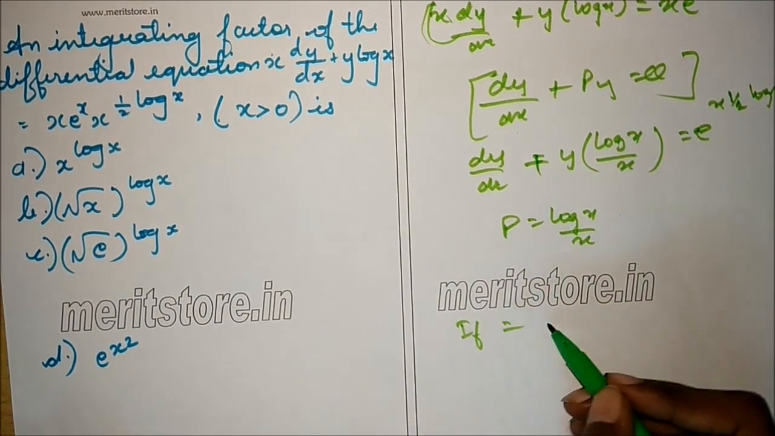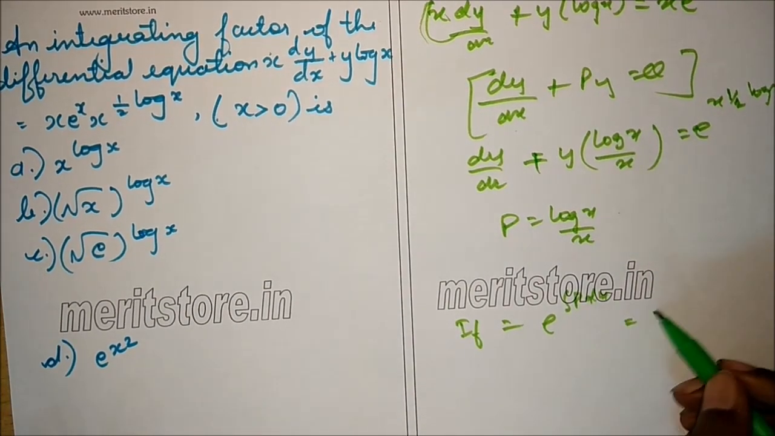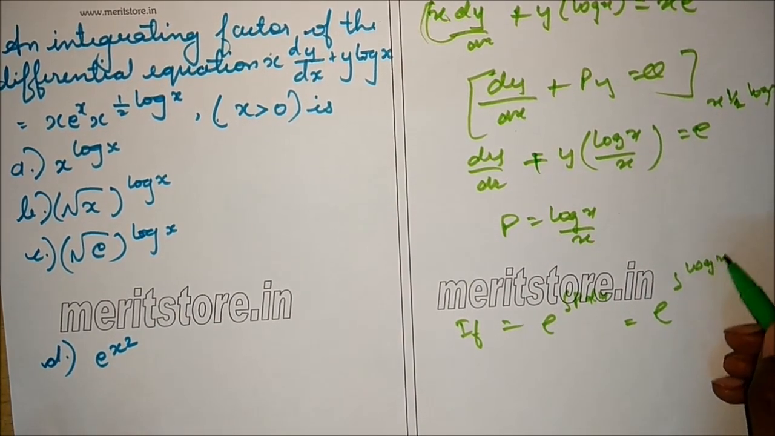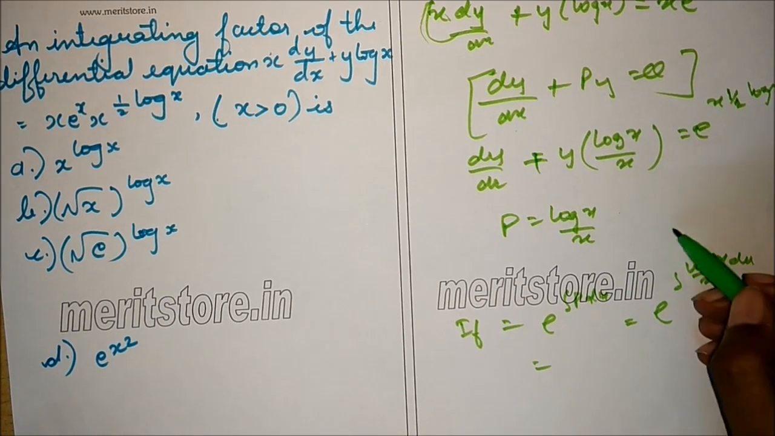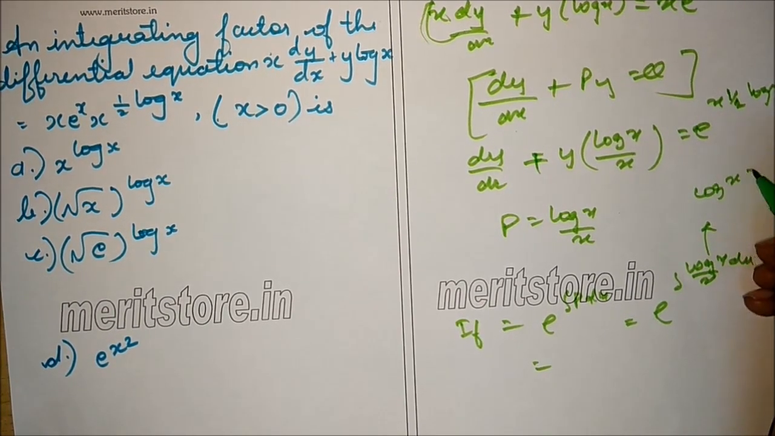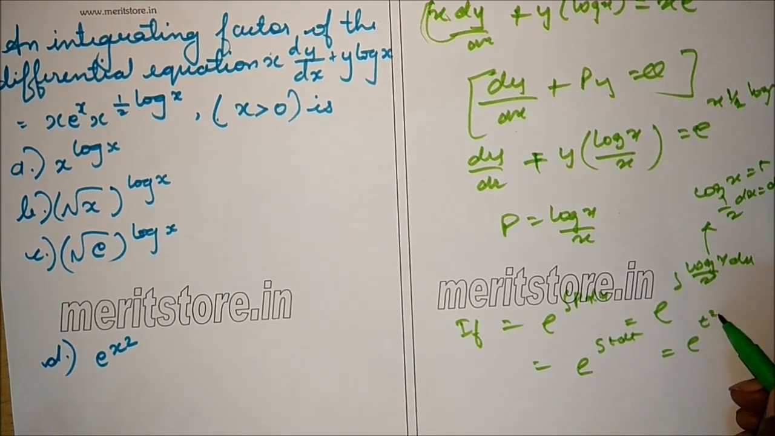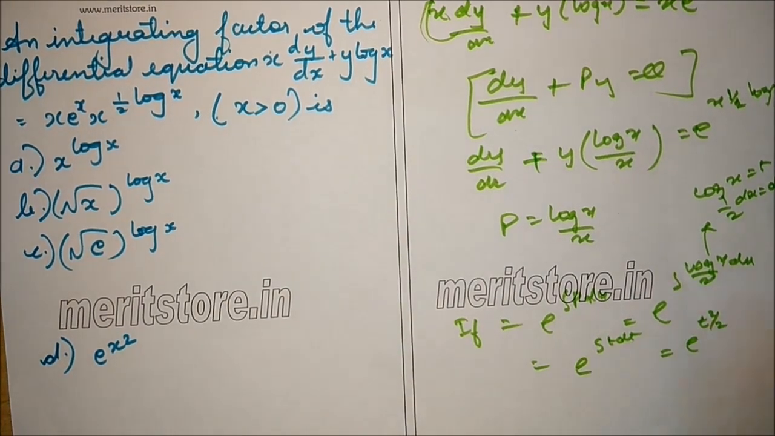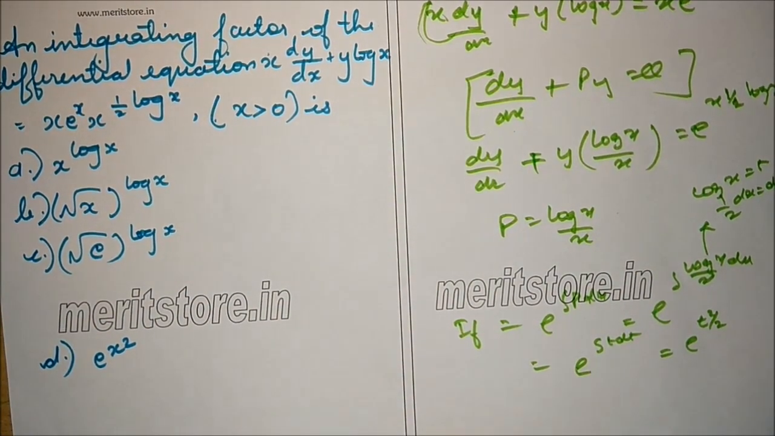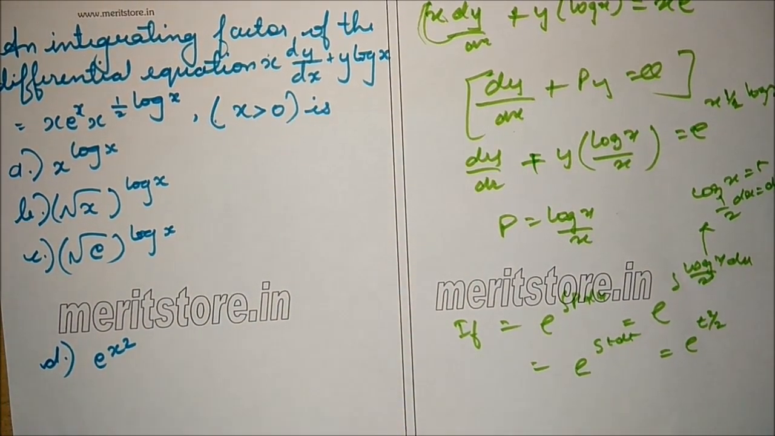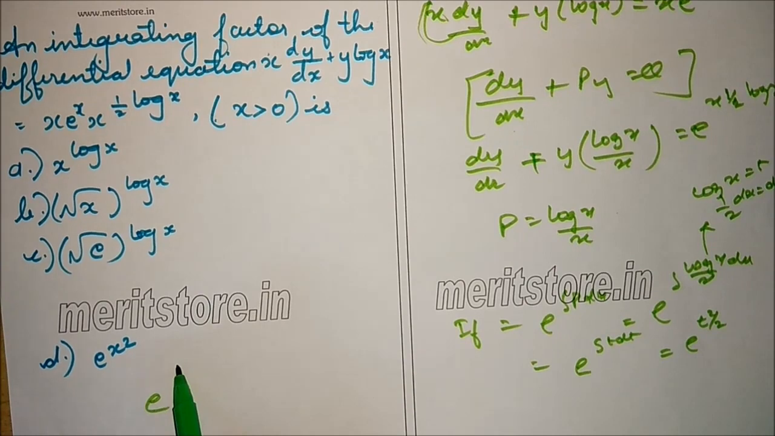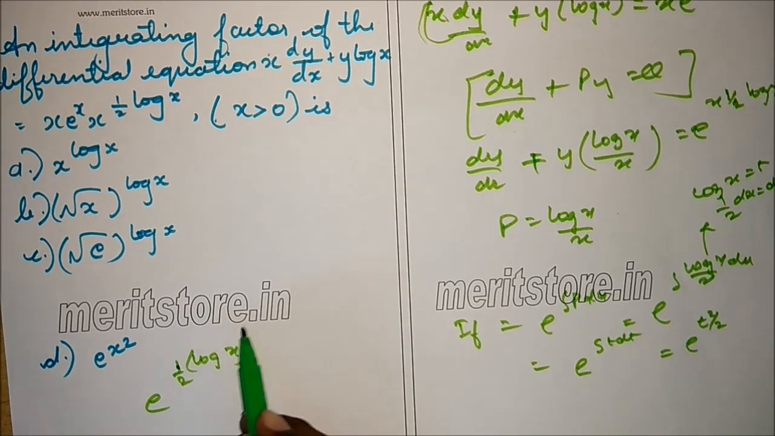So integrating factor will be e raised to integral p dx, which is equal to e raised to integral log x by x dx. So here we put log x equals t. So 1 by x dx will be dt. So this will be e raised to integral t dt, which is equal to e raised to t square by 2. Now t is log x, so this will be e raised to half log x the whole square.